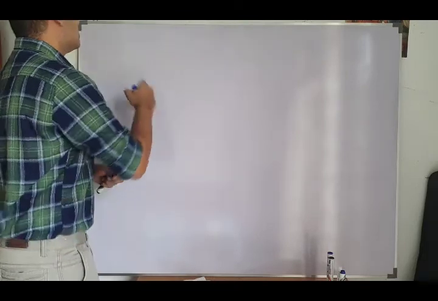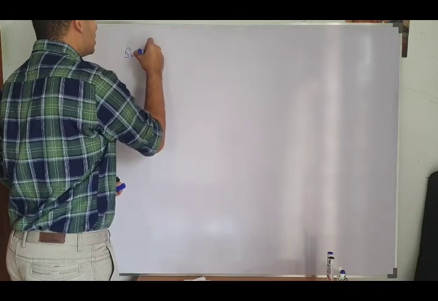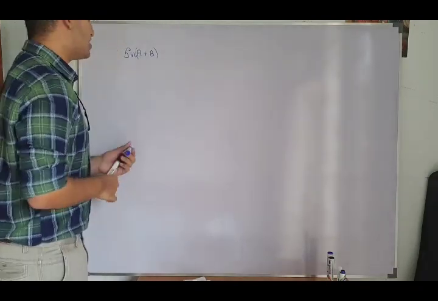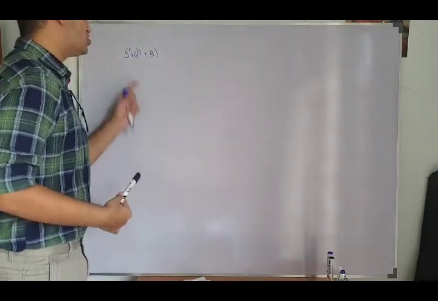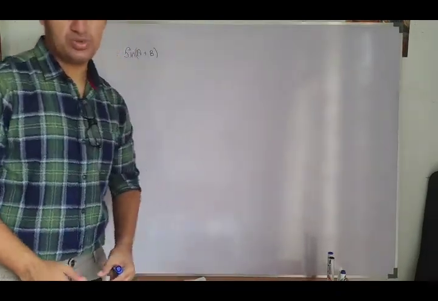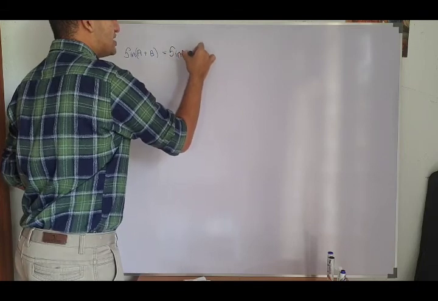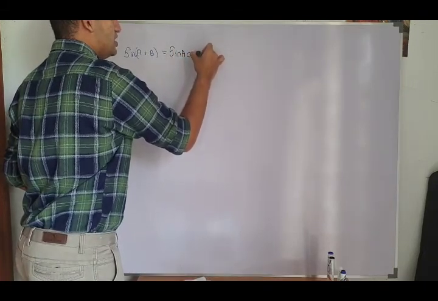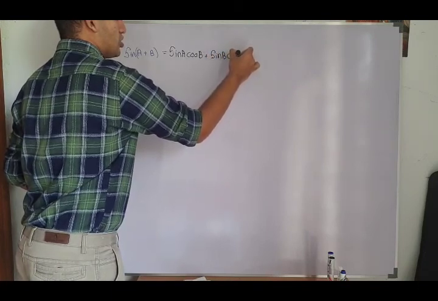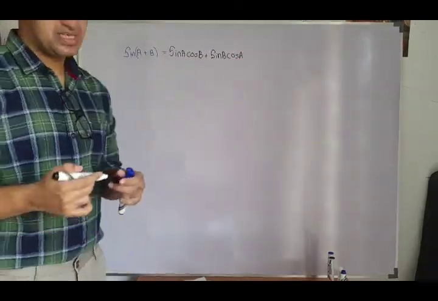They have given that we should show that sine A plus B is equal to something. So we should expand this trigonometric formula. So sine A plus B, as you can see, that's what they have said. So we can write the final answer as sine A cos B plus sine B cos A. So this is how you should do this, and it's a very easy question.